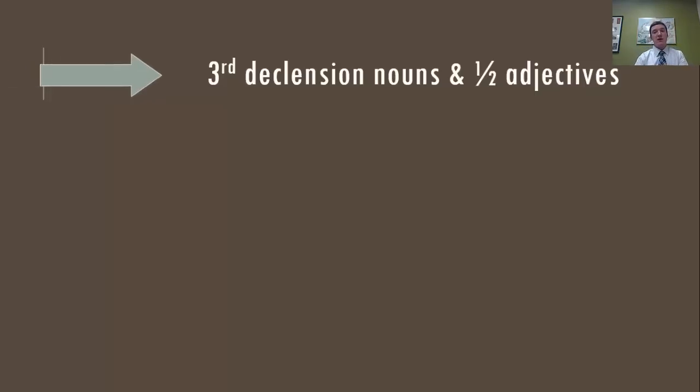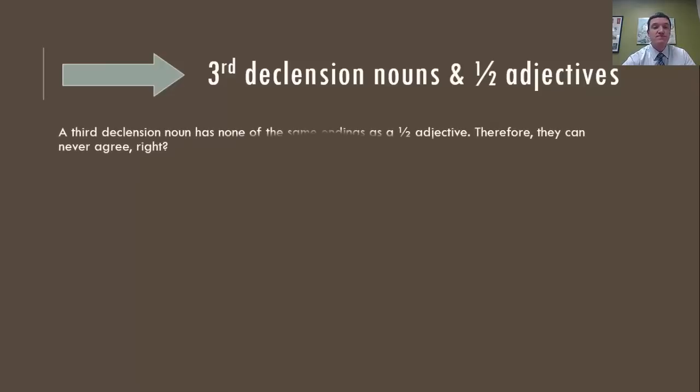Which leads us to another issue. Third declension nouns paired with a 1/2 adjective. Again, put on your little math thinking cap. 3 does not equal 1/2. They are inherently different declensions. So what do we do? If they have none of the same endings, a third declension noun is different than a 1/2 adjective. Any one of us is smart enough to recognize that. So they must never be able to agree, right?